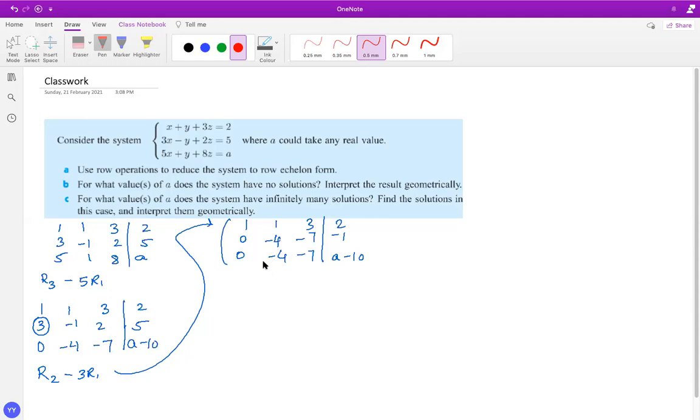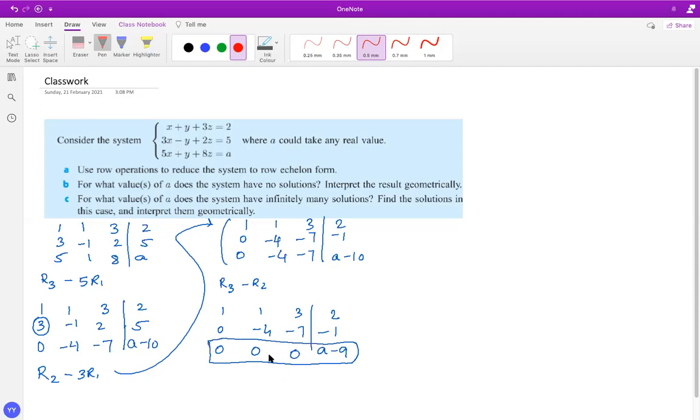Our next step is to make this number 0. So I can do simply R3 minus R2, because we can see there are like numbers. So 1, 1, 3, and 2. And you get 0, minus 4, minus 7, negative 1. And you get 0, 0, 0, and A minus 9. So this is the last row that I'm getting, which is the decider for us.